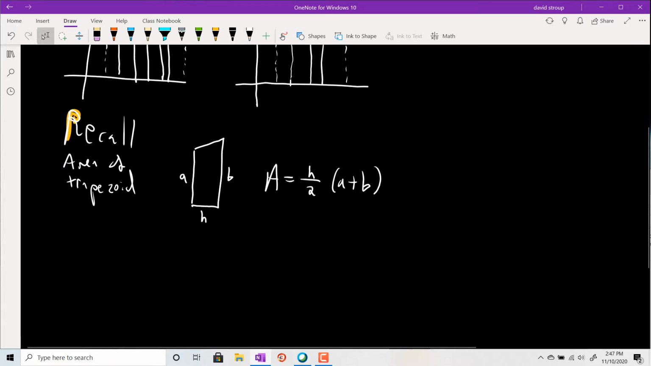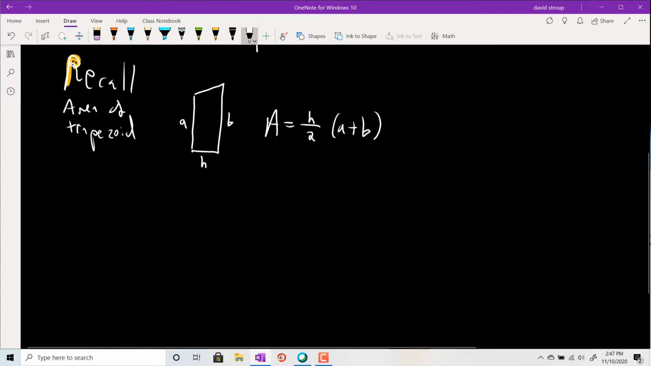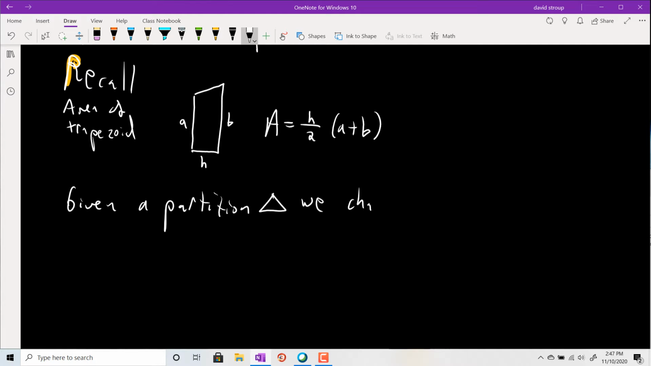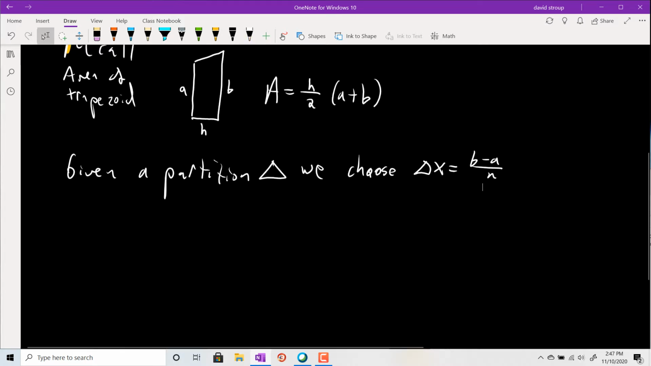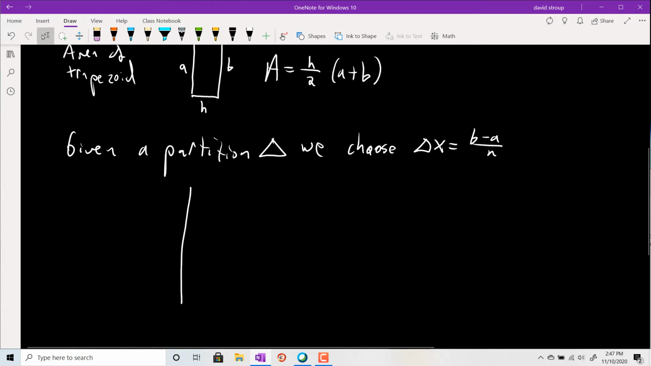Okay, so what we're going to do is, well, we're going to be given some sort of partition, so maybe not the picture just yet, but given a partition delta, we again are going to choose our subintervals to be equidistant. So we choose change in x to be b minus a over n. And then we'll have this picture to work with, and then we're going to develop the formula for approximating the area underneath the curve with the trapezoids.